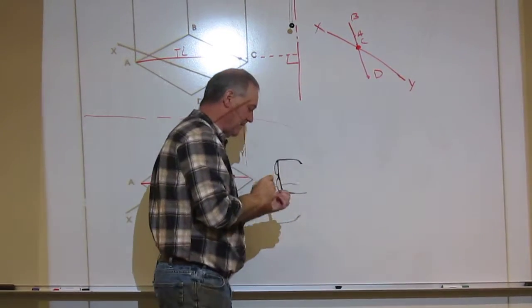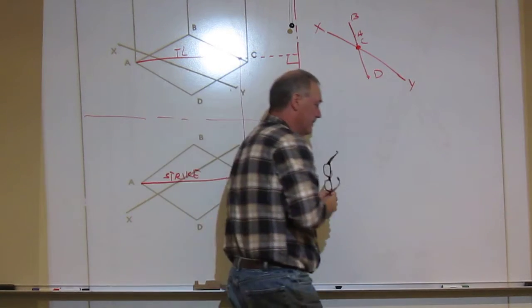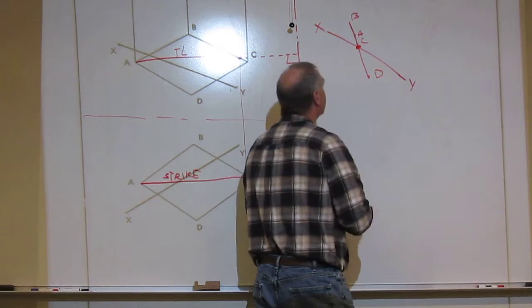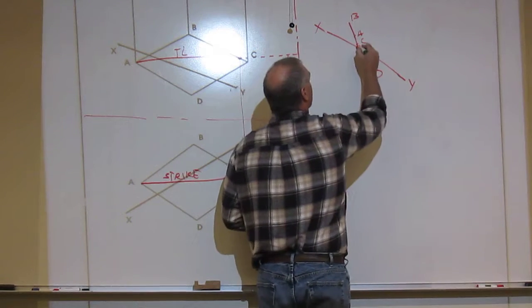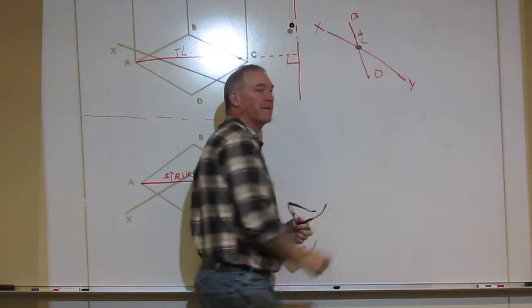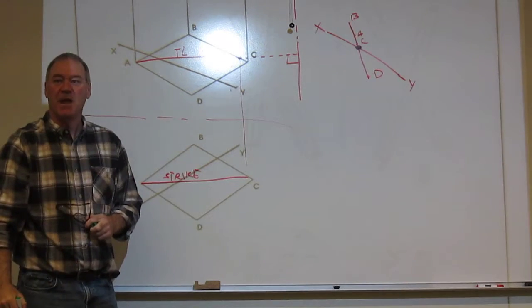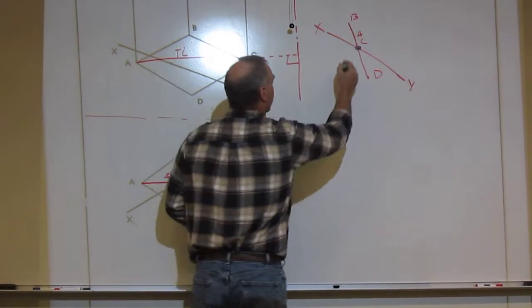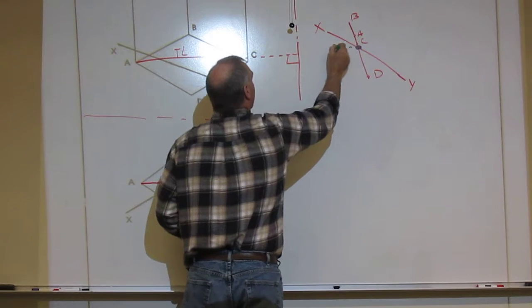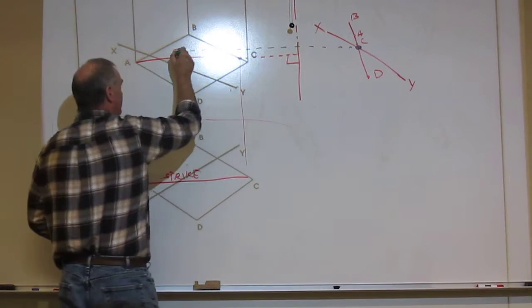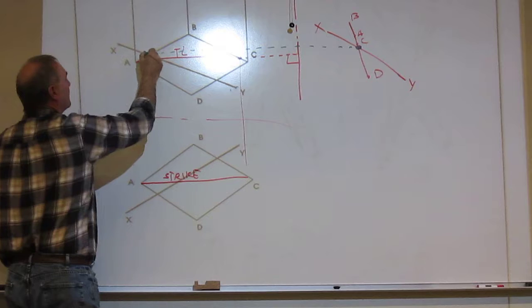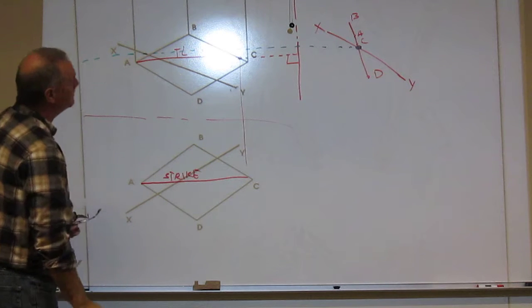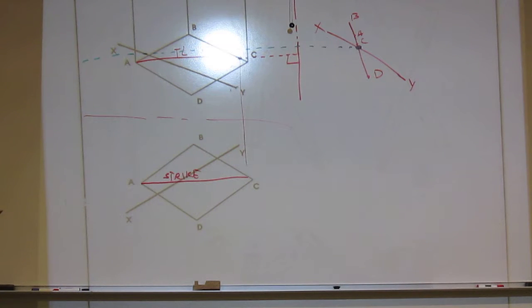Because if these things intersect, it's got to intersect right there. Let me use a different color here. Right there. Now I project that back this way, and it's going to come back through. So we now know, let's see, I'm hitting line CD, right?